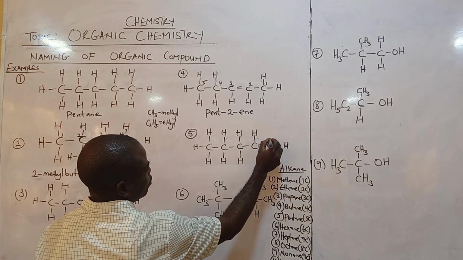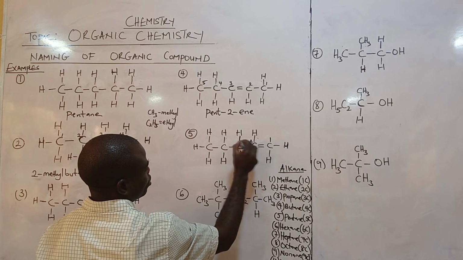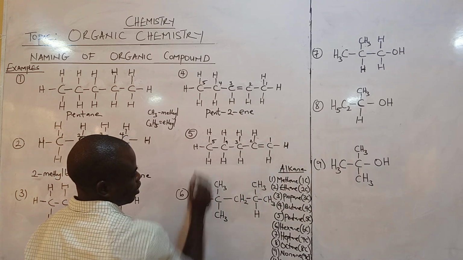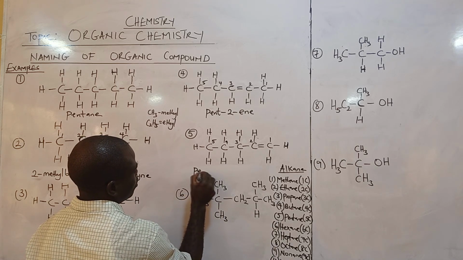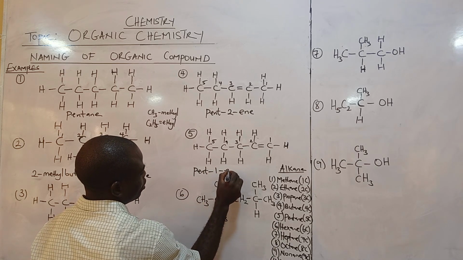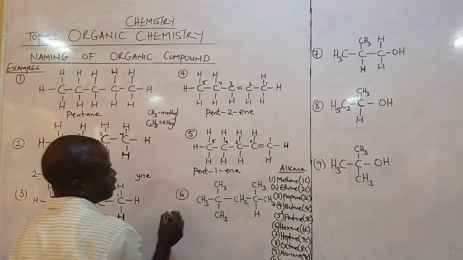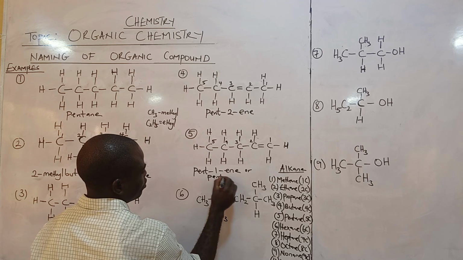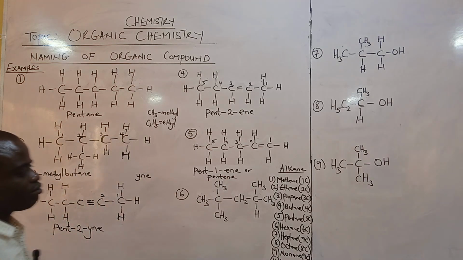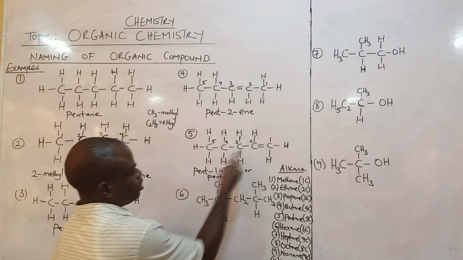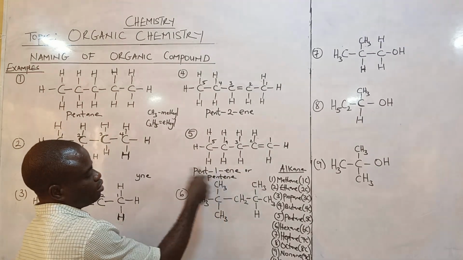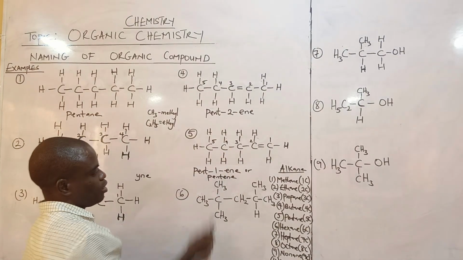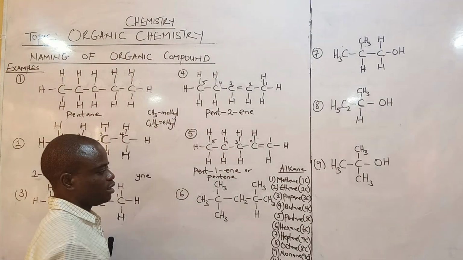Attached to carbon number 1. Start counting from here. Start numbering from here. 1, 2, 3, 4, 5. Pent-1-ene. Is that okay? You can only refer to the one that's 1-ene as pent-1-ene. Don't refer to it otherwise.